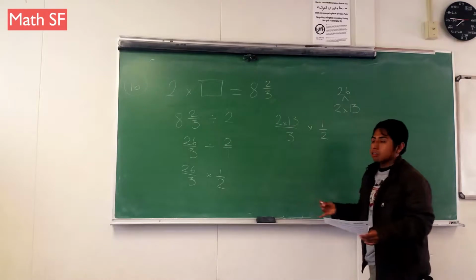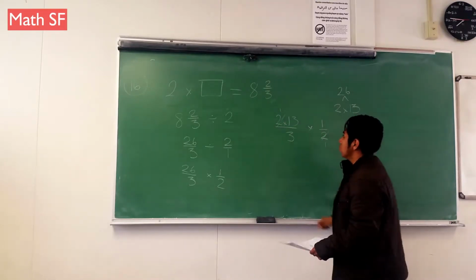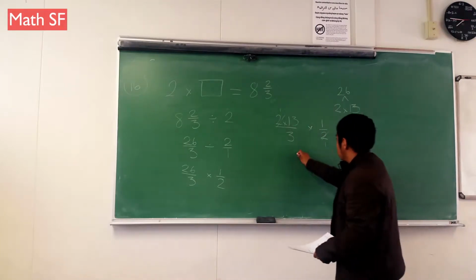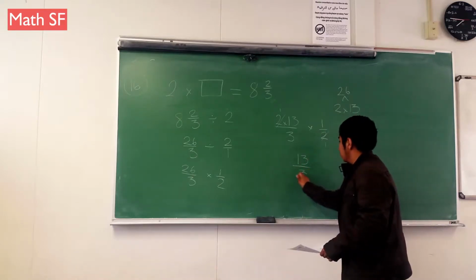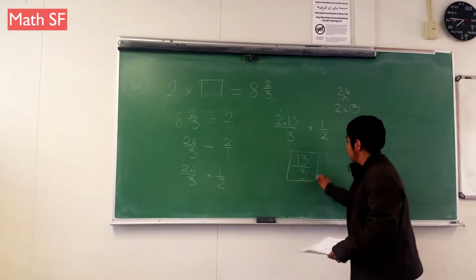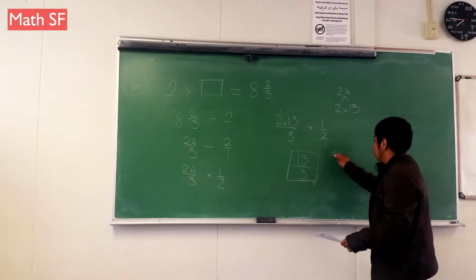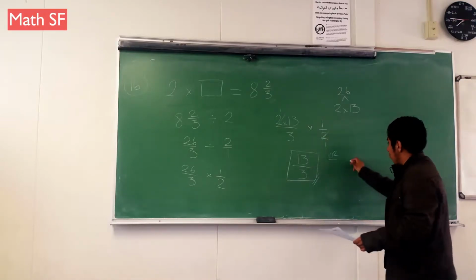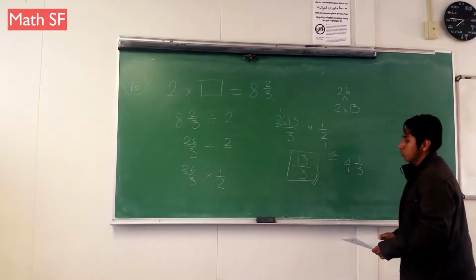Let's see what we can cancel here. I can cancel a 2 here, and that's the only thing I can cancel. So I will multiply. 13 times 1 gives me 13, and 3 times 1 gives you 3. That's your final solution. Or if you decided to change it into a mixed numeral, what would that be? 4 and 1/3.